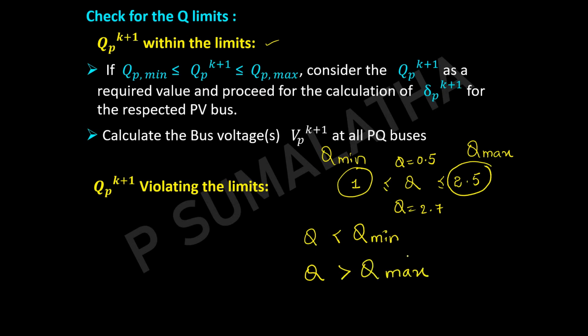So what do these two conditions mean? At any point we are not allowed to take the Q value less than 1, and on this side also at any point we are not allowed to go beyond 2.5. These are our maximum limits. We should not go less than 1 and we should not go greater than 2.5. So if we are getting a value less than the minimum or greater than the maximum, what do we have to do? Let us see that.